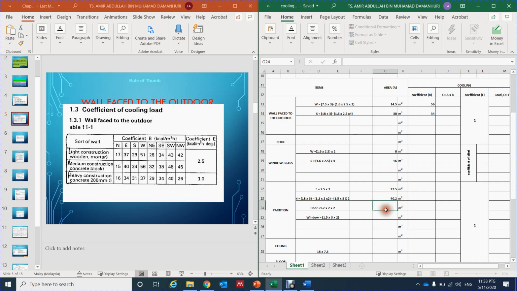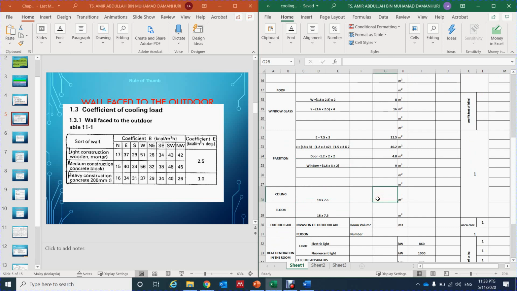40.2 meters square. And then the door here, previously we got about 4.8, right? 1.2 times 2 times 2, it is 4.8. And then for the window we got 9 here, because 1.5 times 3 is 4.5, times 2 is about 9. And then the next one is the ceiling, 18 times 7.5. So we got the area for the ceiling and the floor is 135 meters square here.